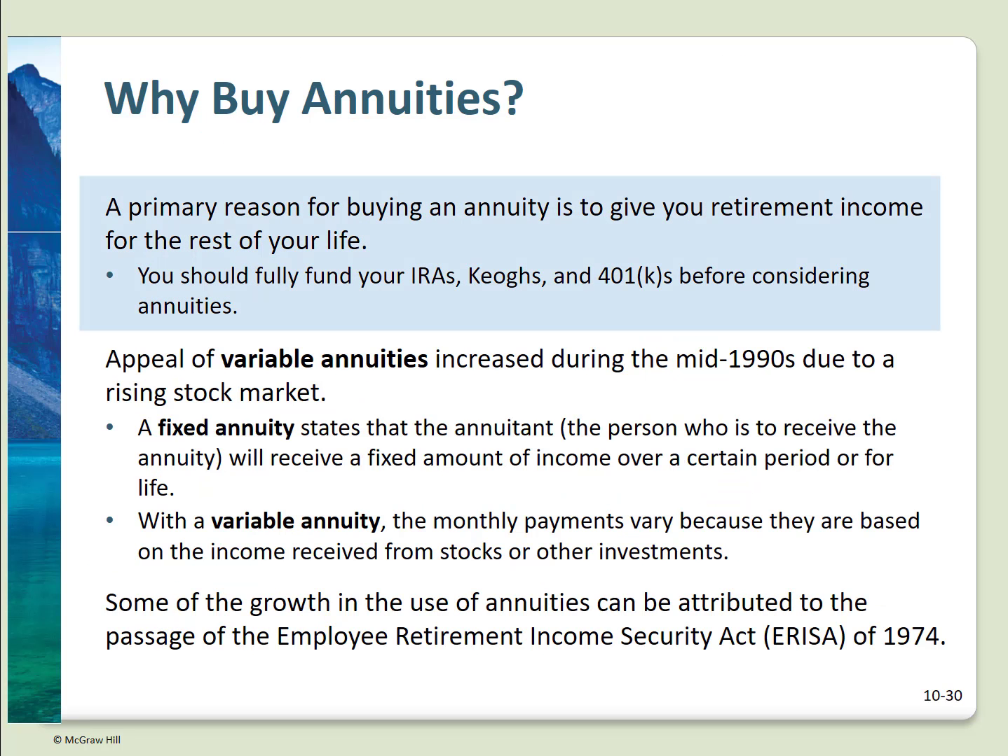Annuities work best for those who expect to live longer than average. Before even considering an annuity, you should fully fund all available retirement plan options, IRAs, 401ks. A fixed annuity fixes the amount paid, while a variable annuity bases payments on the investment results underlying the annuity. All annuities can be included in IRAs and Keogh plans.